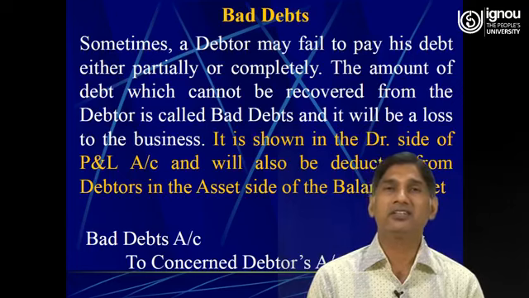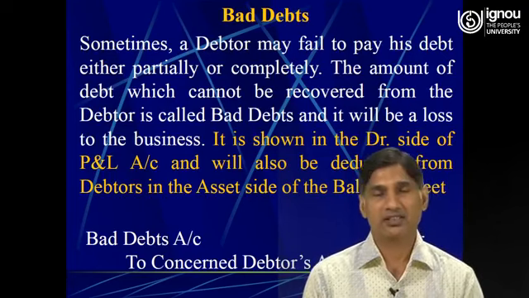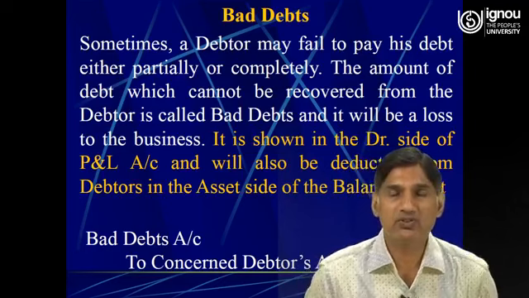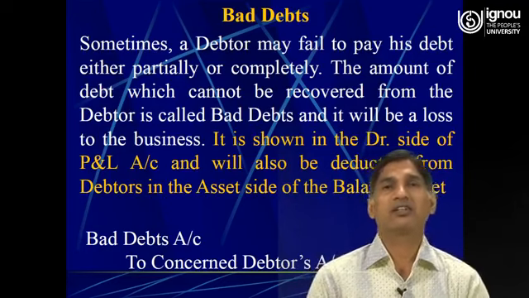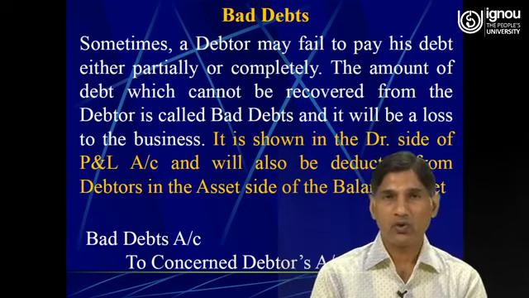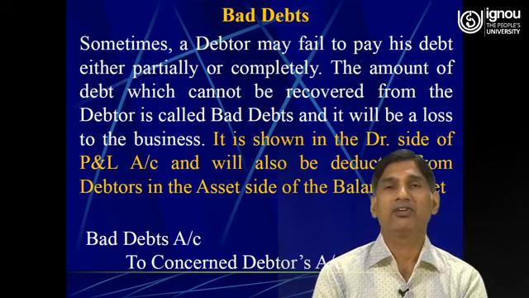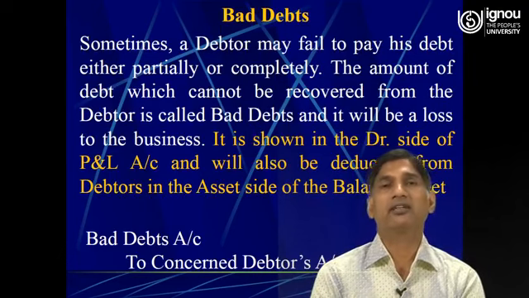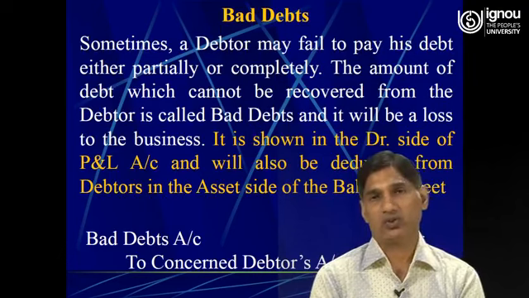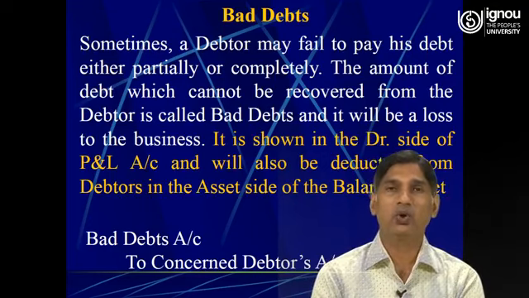So the adjustment and the treatment of bad debts is very simple, because bad debts is a loss for the business. This is the amount which we could not recover from our customer. So being a loss for the business, the amount of bad debts will be shown on the debit side of profit and loss account.